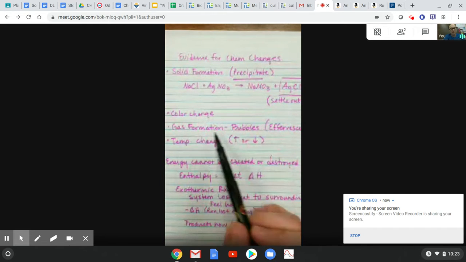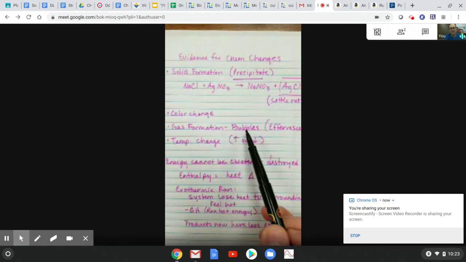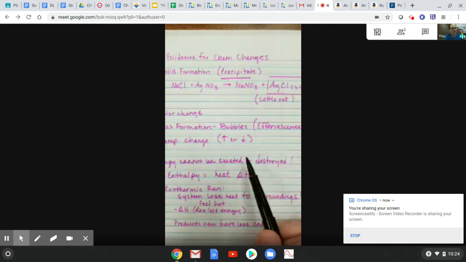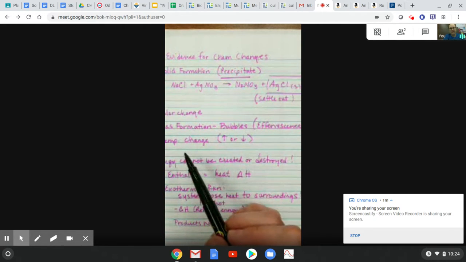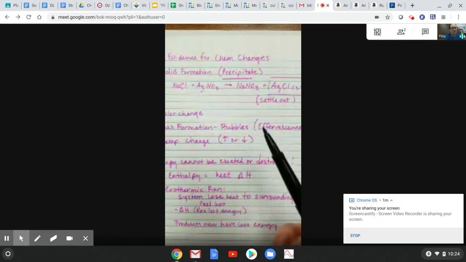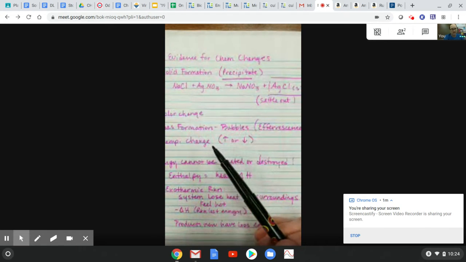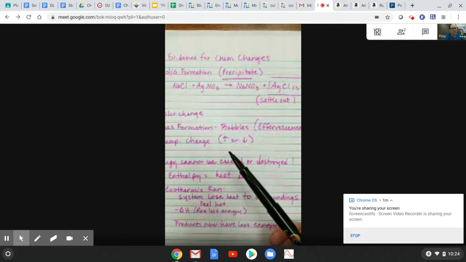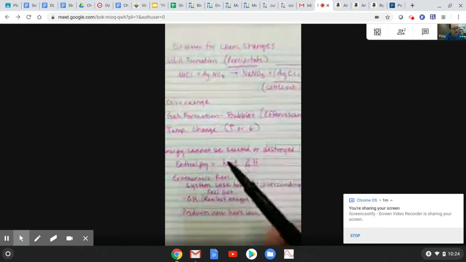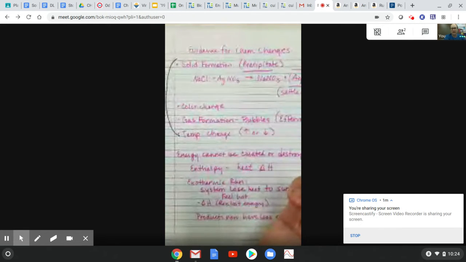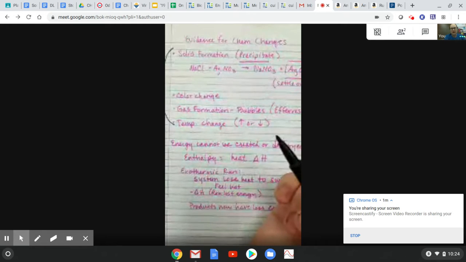You might see gas formation or bubbles coming off. The technical term for that is effervescence. And then a temperature change, either an increase or decrease in temperature. But remember, some of these can mean that you just have a physical change as well, like when I boil water, it bubbles. But that's just a physical change. So these are generally the things we look for to tell if a chemical reaction has happened or not.